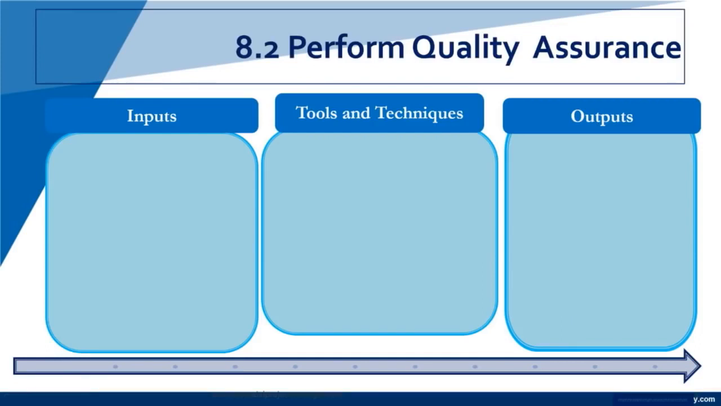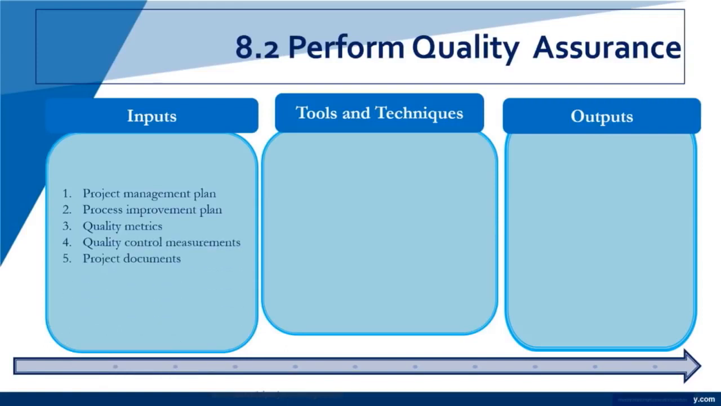So 8.2, we're managing quality management. We're managing quality. We're looking now to perform quality assurance. And in performing this, we have an input of the project management plan, the process improvement plan. We have quality metrics that we put into place. We have quality control measures. We have project documents, which may be pertinent to what we're talking about in quality, because quality of a project can affect just about anything within the project, from schedule to budget to scope, etc., etc.